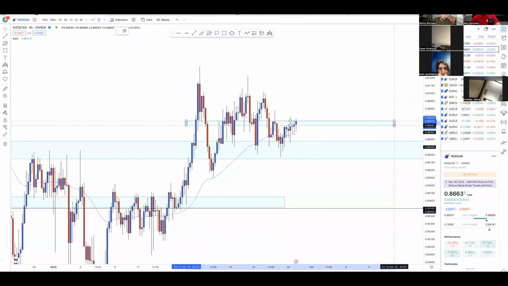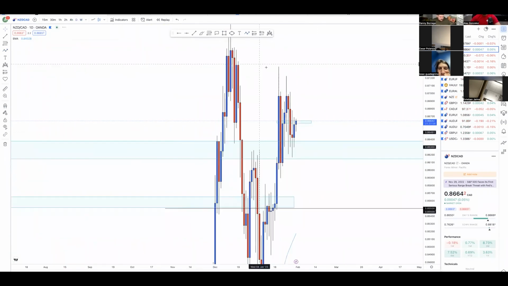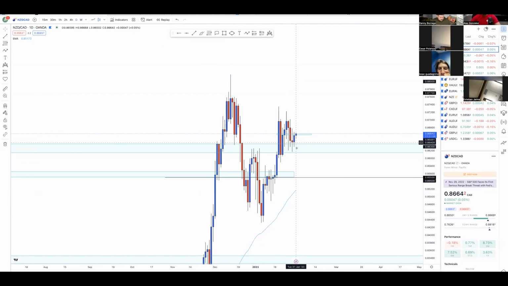Your NZD CAD right now is choppy. Yeah, it's super choppy. But this is good because it's about to go. Obviously, we wanted to go to the upside because we're above the weekly level. We got a daily morning star formation, rejection from a structure level.